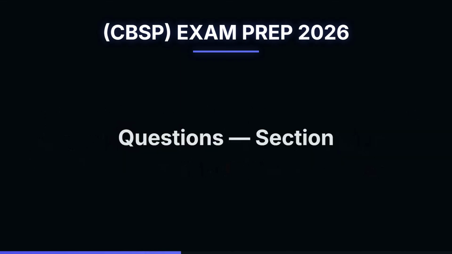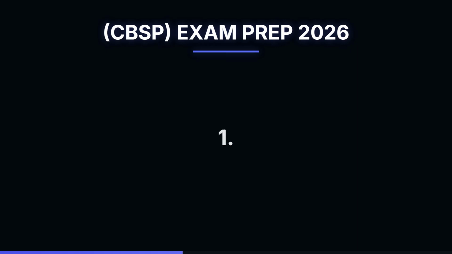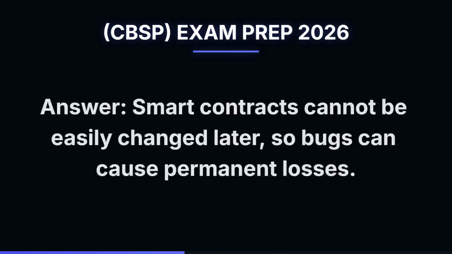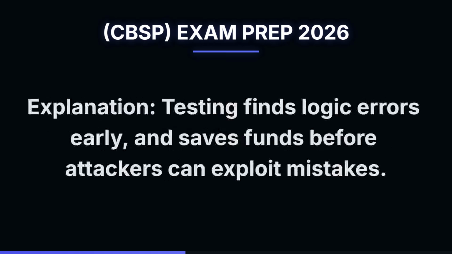Questions, Section 3. 1. Why should smart contracts be tested heavily before deployment on main networks? Smart contracts cannot be easily changed later, so bugs can cause permanent losses. Testing finds logic errors early and saves funds before attackers can exploit mistakes.